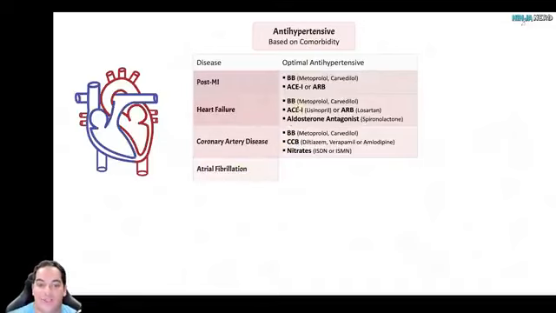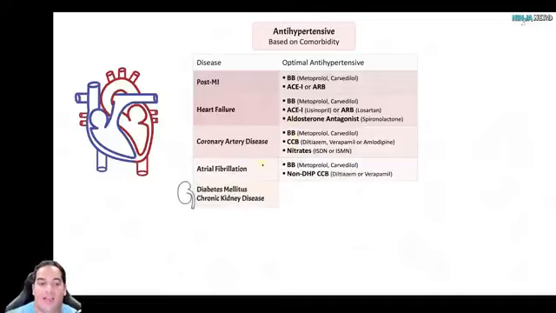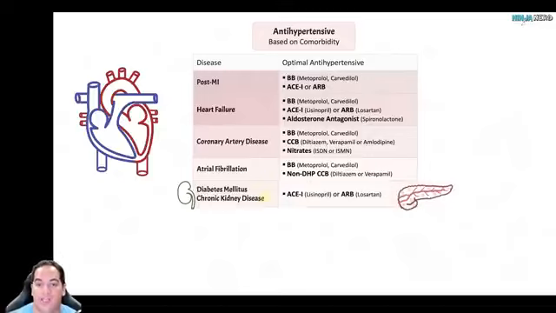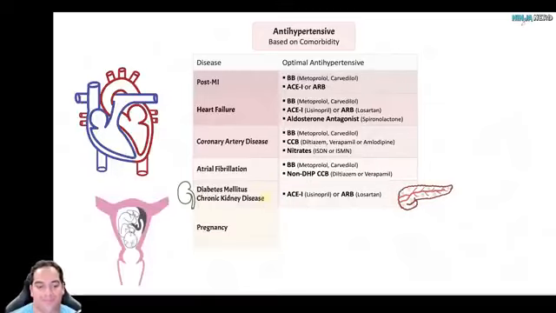Atrial fibrillation, it's usually beta blockers and calcium channel blockers that would be your go-to choice here. And if they have diabetes and CKD, there's usually particular drugs such as ACE inhibitors and ARBs that have been shown to reduce proteinuria and reduce a lot of the actual destructive damage. So they actually help improve the patient's progression of kidney disease. They have renal protection, but they also reduce albuminuria. So these would be the drugs that you'd want to give here.